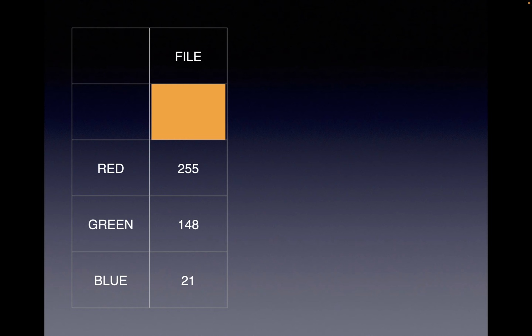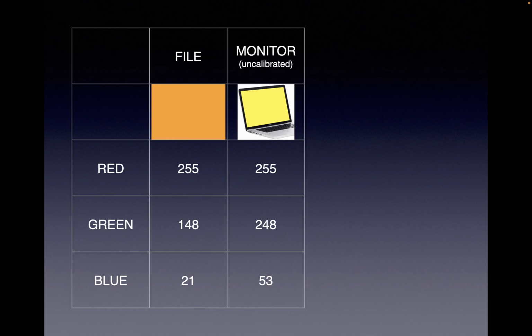So if we put this on an uncalibrated monitor, this is what we get. And you can see those colors are not the same. They're not even close, right? My original color is sort of ochre-y, a deeper orangey kind of color, whatever. And the color on the screen is almost a pure yellow. So the color values for the monitor, uncalibrated, measured were 255 red, 248 green, and 53 blue. You can see that the numbers are radically different. The amount of red is the same, but the amount of green and blue are completely different. That's the problem.